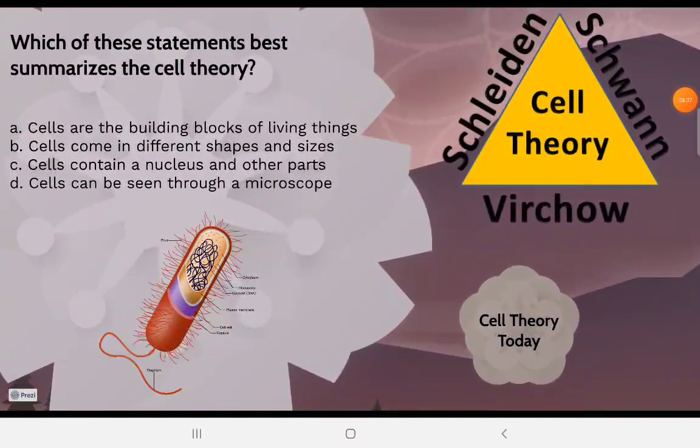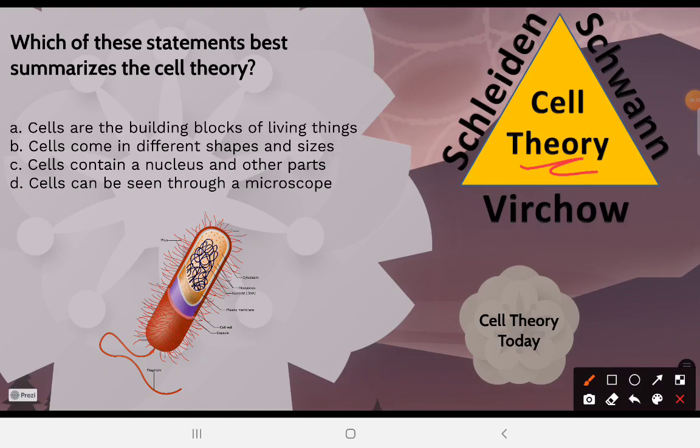Okay, next, the cell theory. So what is the cell theory? It was developed by 3 people. So Schleiden basically said that all plants are made of cells. Schwann said that all animals are made of cells. And then Virchow said that cells come from other cells. So that's the 3 parts.